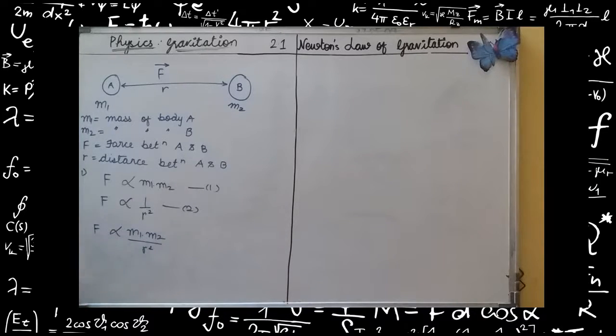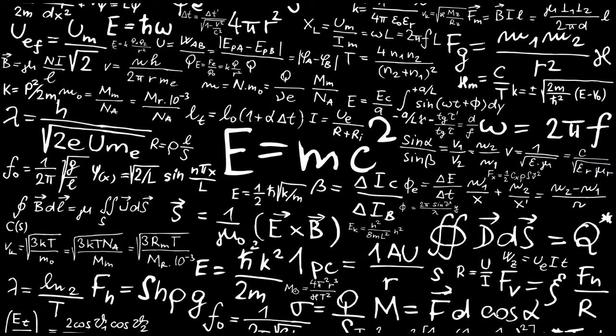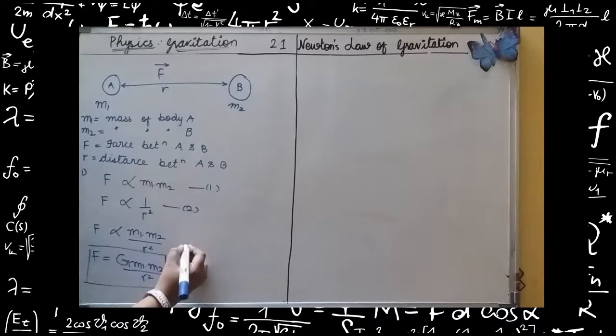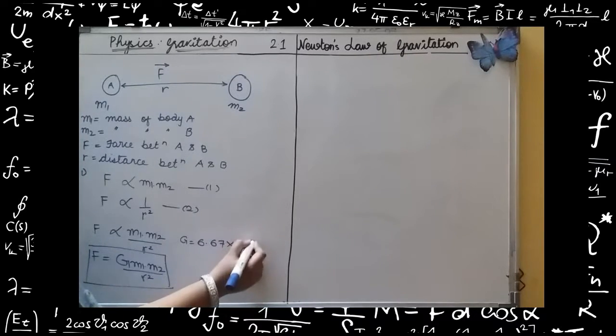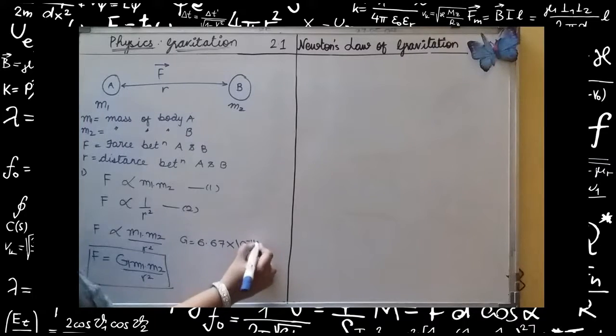But to remove this proportionality sign, we need to add some constant. So I am going to add a constant G, which is the gravitational constant. So this proportionality sign gets removed and we get this equation. G is known as the gravitational constant. The value is 6.67 into 10 raised to minus 11 Newton meter square per kg square.